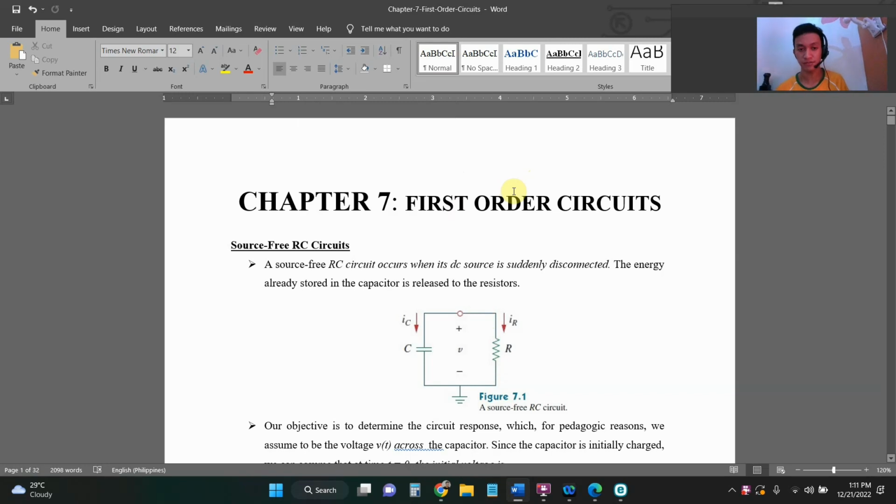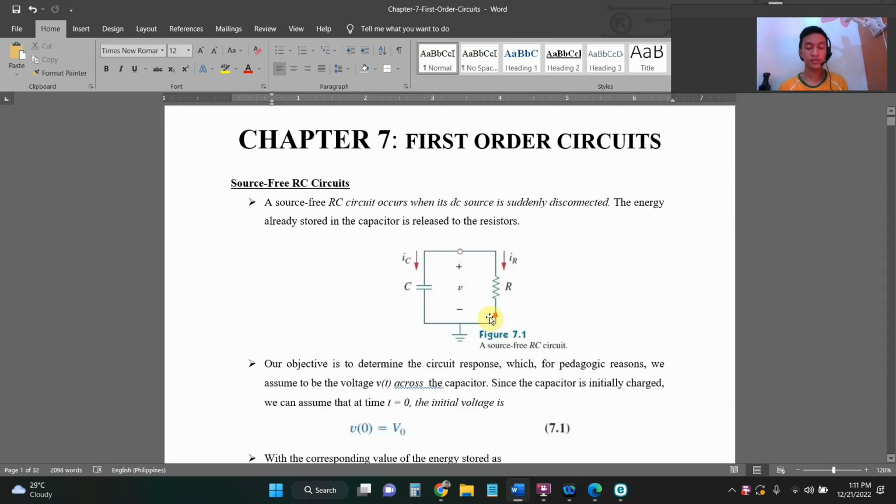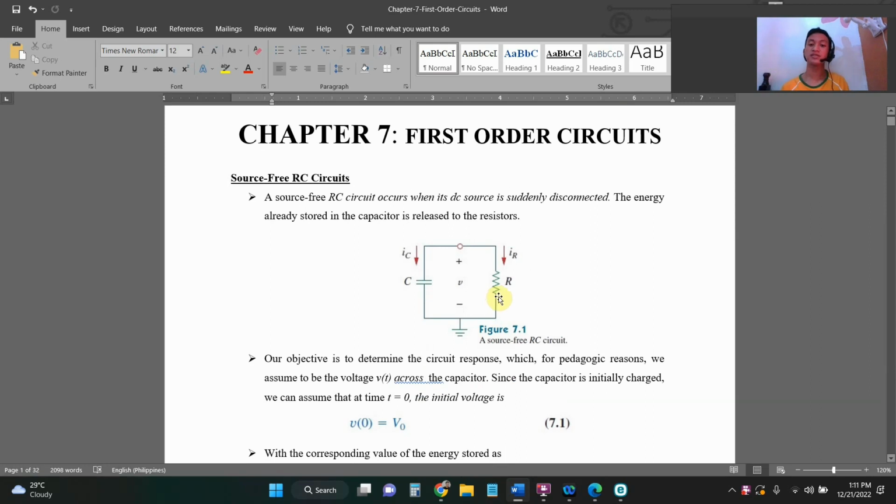Chapter 7 is the first order circuit. First, the source-free RC circuit, or source-free resistor-capacitor circuit. A source-free RC circuit occurs when its DC source is suddenly disconnected. The energy already stored in the capacitor is released to the resistors, just as you can see in figure 7.1. This is what we call the source-free RC circuit.